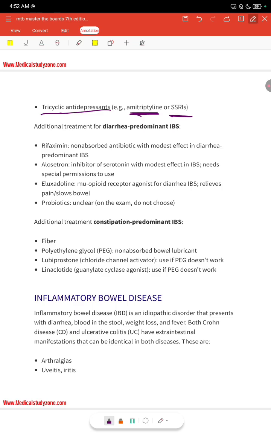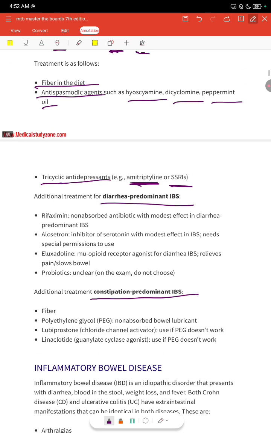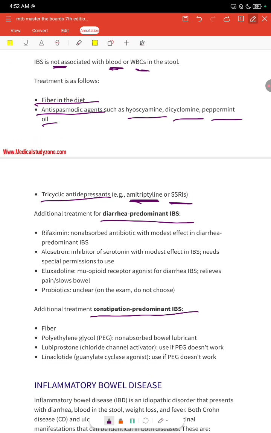Additional treatment for diarrhea dominant IBS, and then there is additional treatment for constipation predominant IBS. So fibrous diet, antispasmodic agents and TCAs you can give in both of them, but there are specific additional treatments for each one of them. Let's discuss that now.